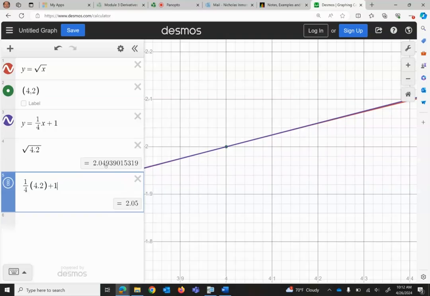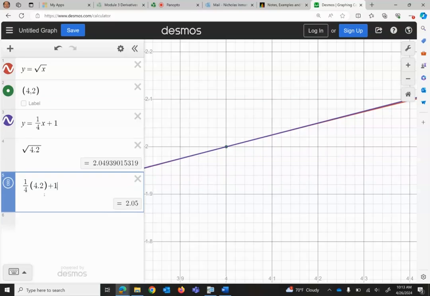I mean, this rounds to 2.05 extremely easily. That's not a big stretch. Those two answers are super close. And this is very easy to type in and do. I can do this in my head. 1/4 of 4.2, that is what, 1.05. Yeah, I can do that in my head.